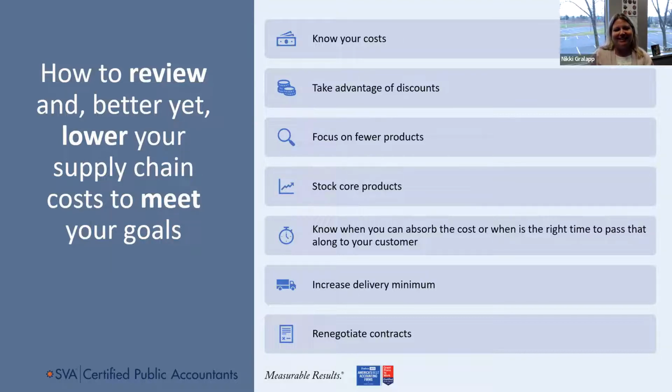Stock core products. Like we said in the last presentation, typically we wouldn't advise you to stock products, just-in-time inventory. However, we know that just-in-time inventory isn't necessarily the case. So how much should we stock? Can we get discounts for stocking? Or more importantly, make sure that we have a product to sell.